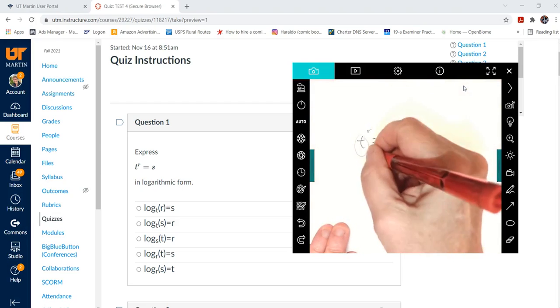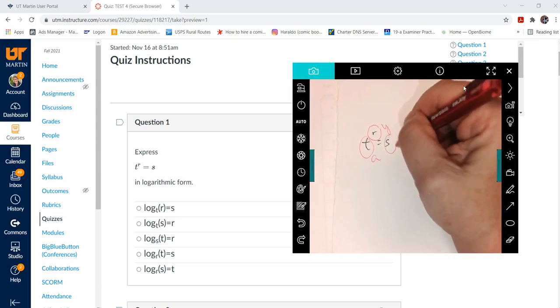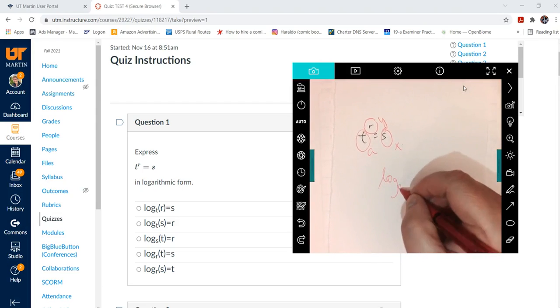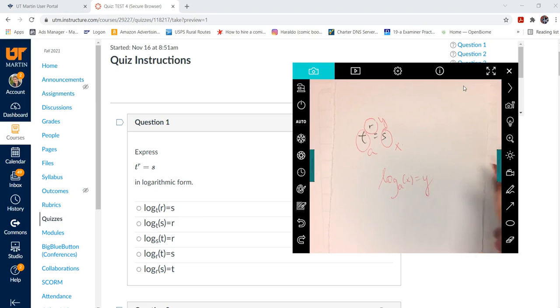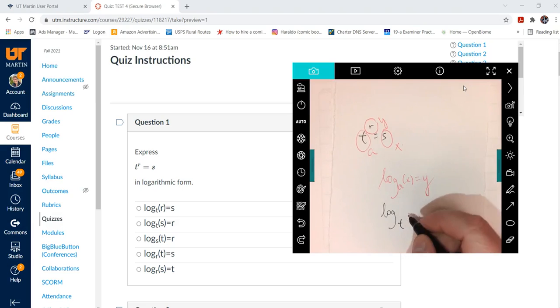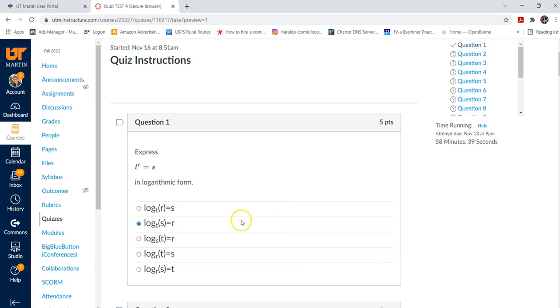So I'm going to identify the a, the y, and the x. And then we're going to rewrite it in logarithmic form. So that's the one I'm looking for. And that's going to be this one right here.